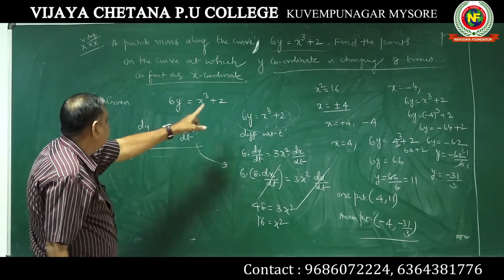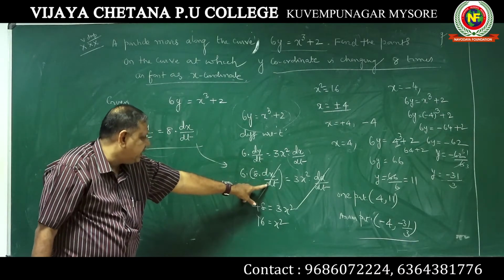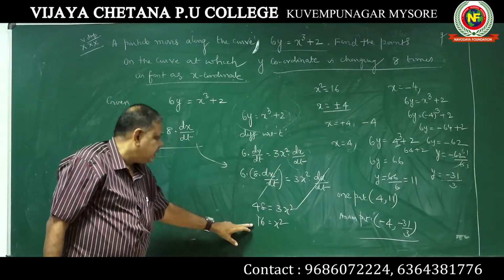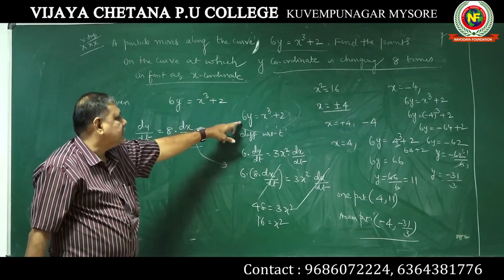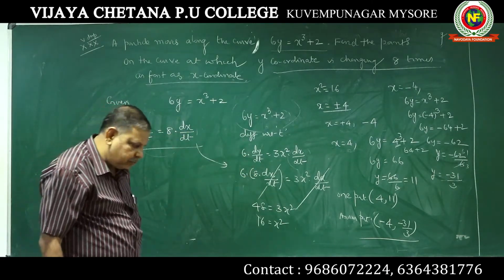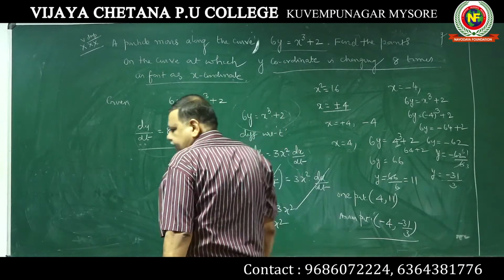dy by dt is 8 times dx by dt. dx by dt cancel ಮಾಡಿ x value ಬರುತ್ತೆ. 2 x value ಬರೋದನ್ನ substitute ಮಾಡಿ find the value of. Very important problem for examination.